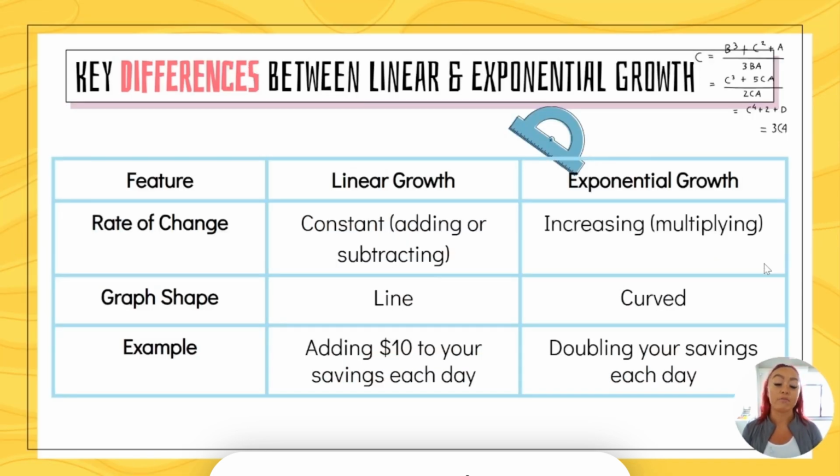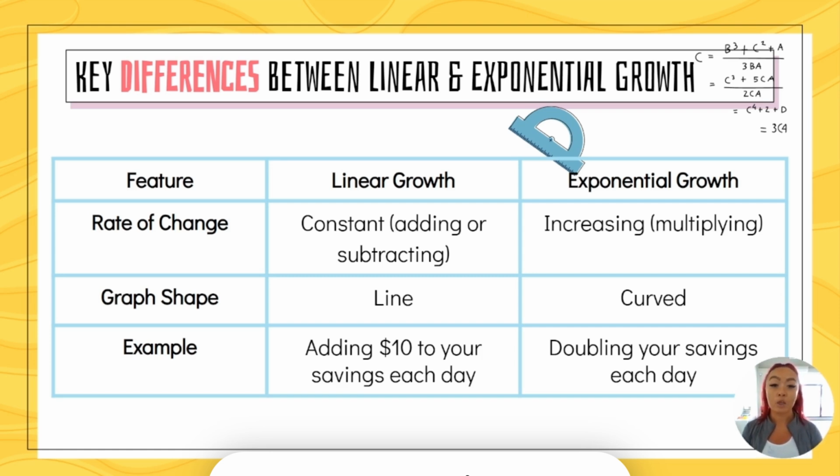Here are some key differences between linear and exponential growth. The rate of change: with linear growth, it's constant, so you're adding or subtracting. Anytime the rate of change involves addition or subtraction of the same number, that's linear. And for exponential, it's increasing, so it's multiplying. The shape of the graph, for linear growth, it's a line. And for exponential growth, it's a curve.